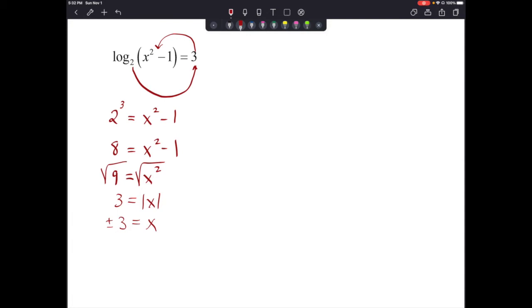And now we need to check to see if this one works. Okay, so if I put my 3 in there, it would say log base 2 of 3 squared minus 1 equals 3. Well, 3 squared is 9, minus 1 is 8. We can totally have an 8 in there for our value. So this one does make sense. 3 is going to work.